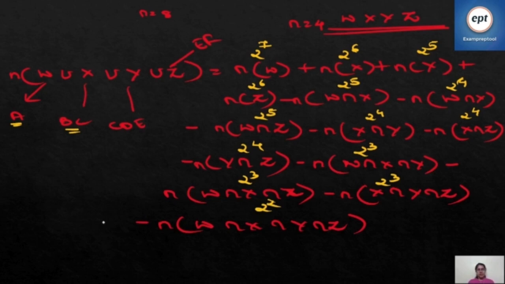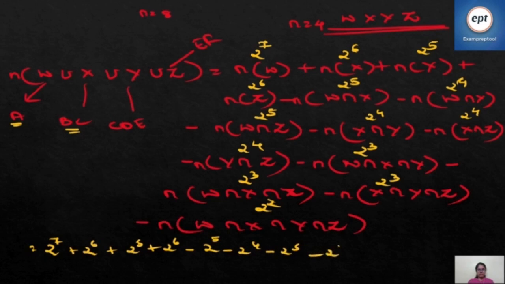So now what we got? Let's write: 2 to the power 7 plus 2 to the power 6 plus 2 to the power 5 plus 2 to the power 6. Now minus 2 to the power 5. Okay, first minus is 2 to the power 5, minus 2 to the power 4, minus 2 to the power 5, minus 2 to the power 4, minus 2 to the power 4. Again it will be 2 to the power 4.